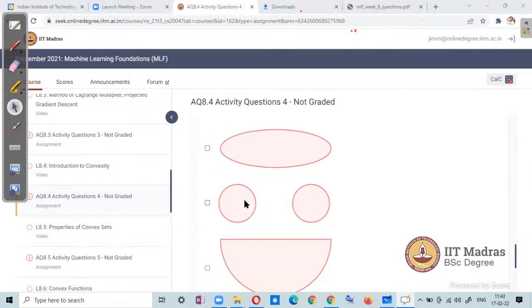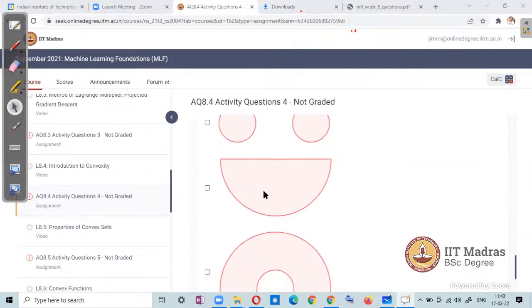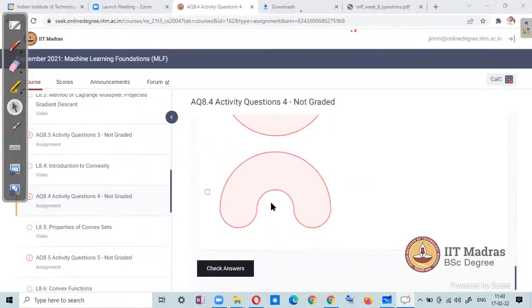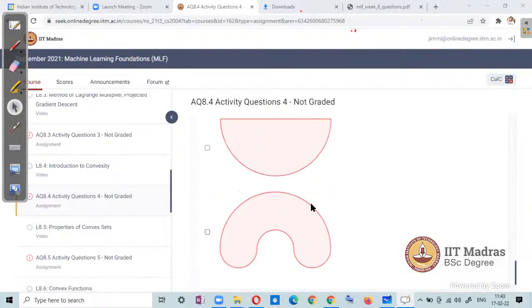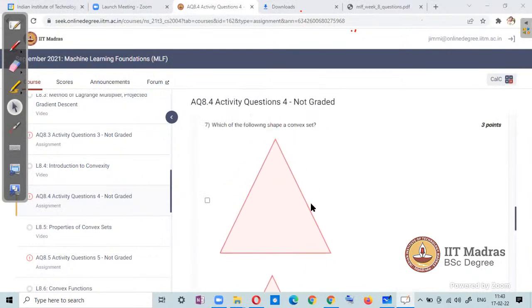And what about this fourth one? No. And the fifth one? Yes, exactly. About the sixth one? No. Is anyone having any doubts in any of them?